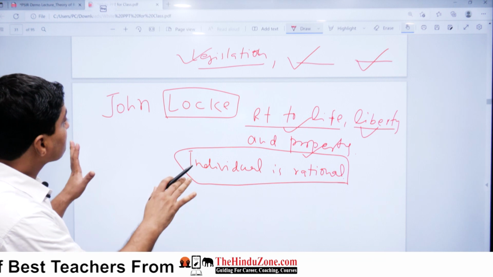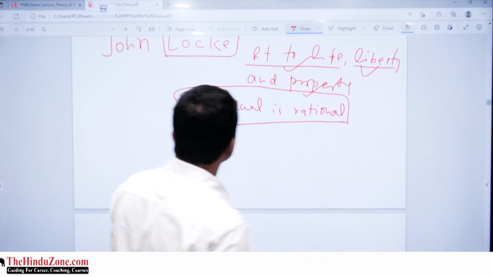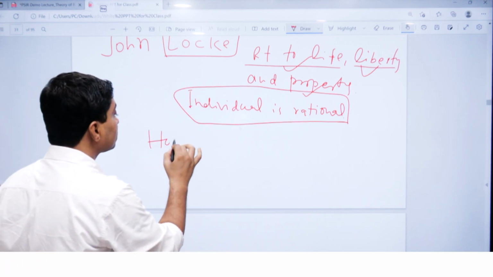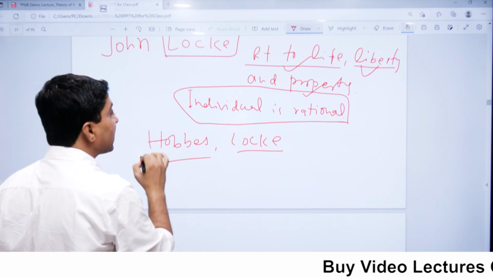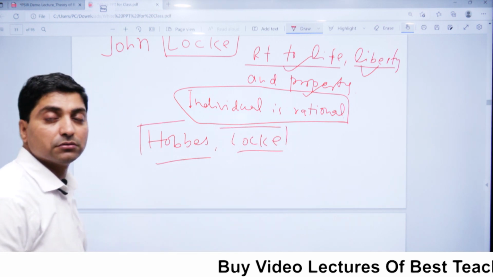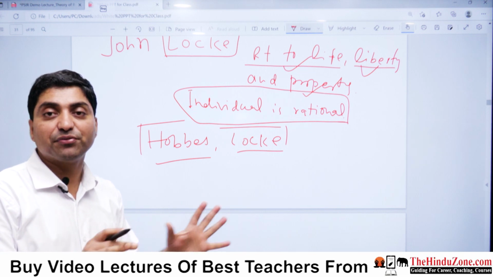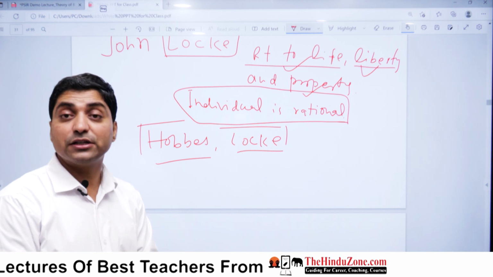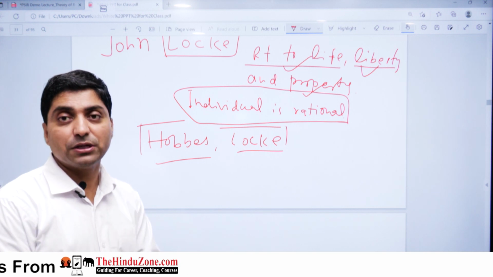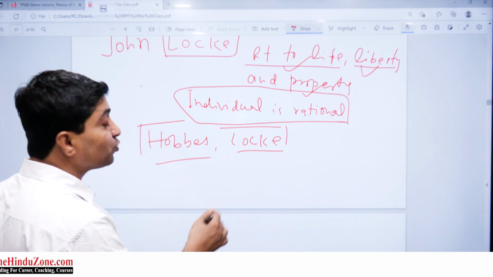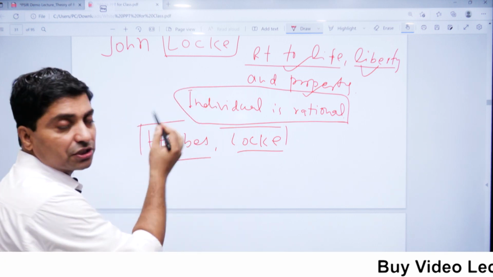Now here, see why they are called natural rights. If you see either Hobbes or Locke, both said that nature has given birth to the individual and they have rights derived from nature. For example, the right to life. Nature has given birth to each individual, so nobody has a right to take away the right to life. That is called the natural theory of rights.